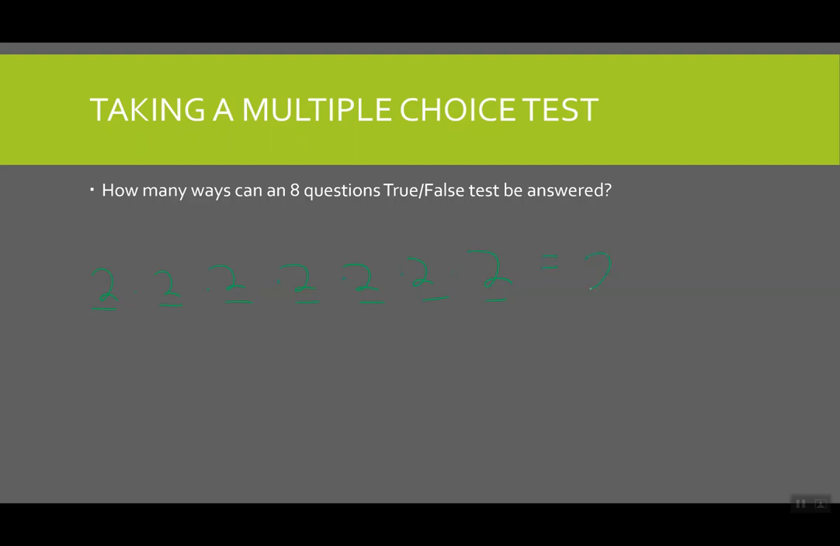So let's just put in 2 to the 8th into our calculator so I don't have to hit 2 times 2 times 2 so many times. So it says there's 256 different ways to answer a true or false test if there are 8 questions. So let's change it.